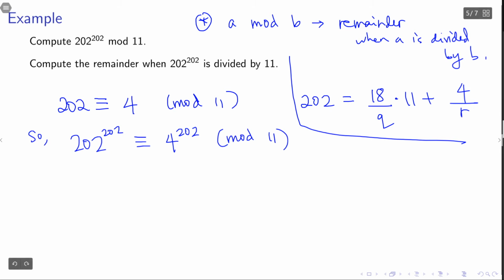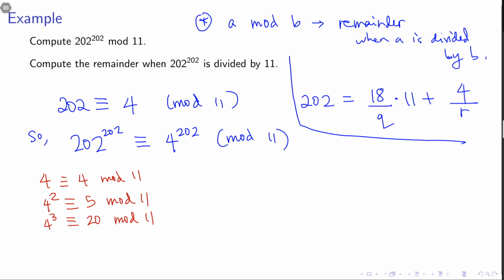In fact, here it just suffices to look for patterns. 4 itself is congruent to 4 mod 11. What happens when you square 4? This is now 16, which is 5 mod 11. And you can keep going here. 4 cubed is 5 times 4, which is 20, which is 9 mod 11. 4 to the 4th power is 36, which is 3 mod 11. 4 to the 5th power is now 3 times 4, which is 12, which is congruent to 1 mod 11.